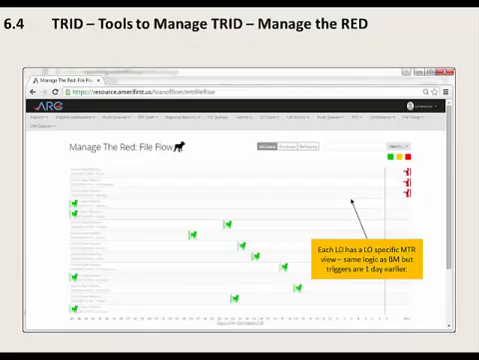This is just an example of a loan officer Manage the Red view. Exact same as the branch manager view, except critical events are triggered one day ahead of the branch manager. As long as your Manage the Red loans are green and yellow, you will not show up with problem loans on the manager view.